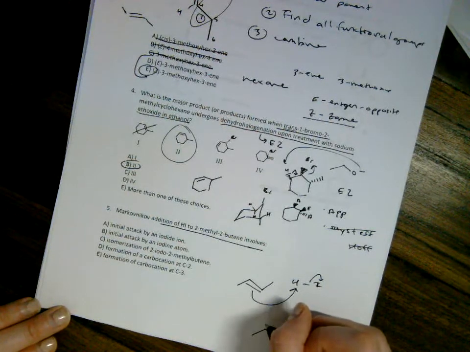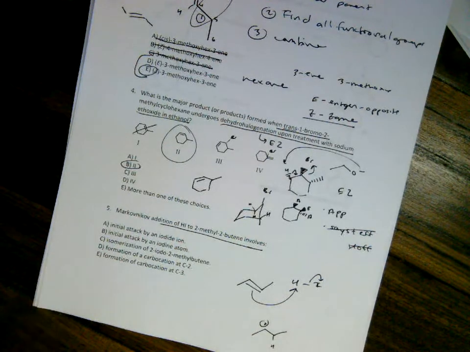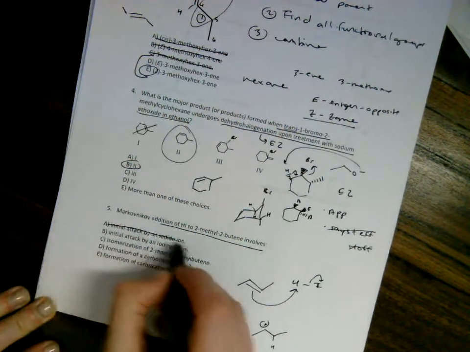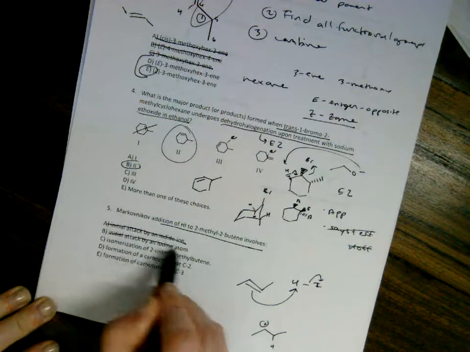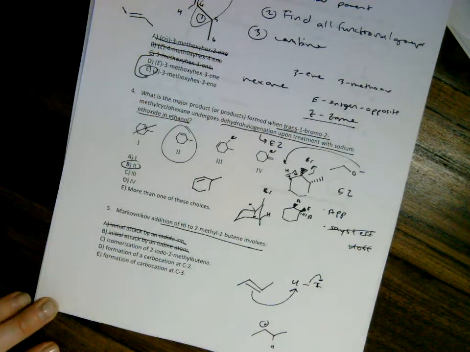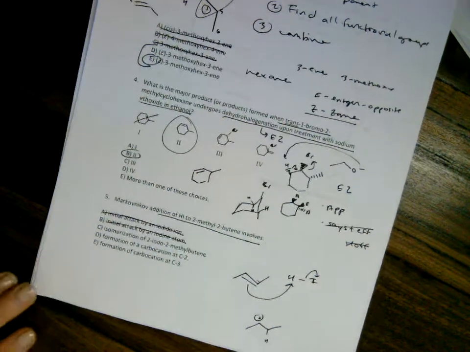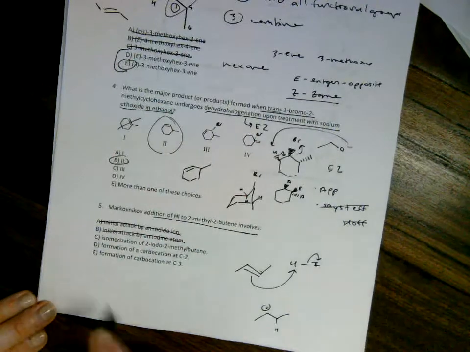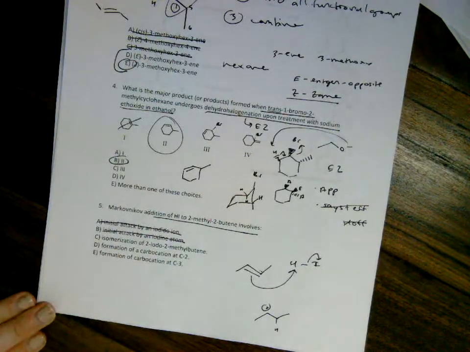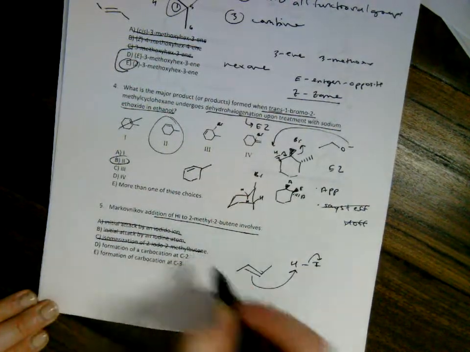So that's going to be always the first step. So initial attack by iodide ion doesn't occur. Initial attack by iodine ion, or iodine atom, doesn't occur. It has to be the alkene attacks first. So we can get rid of A and B just knowing that. And then we usually don't see isomerization within an addition reaction, so that's probably not right.